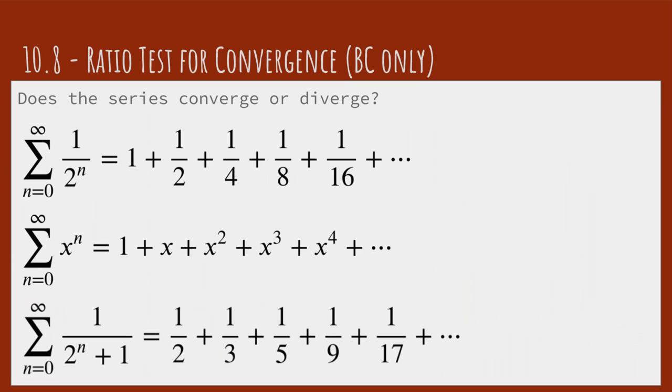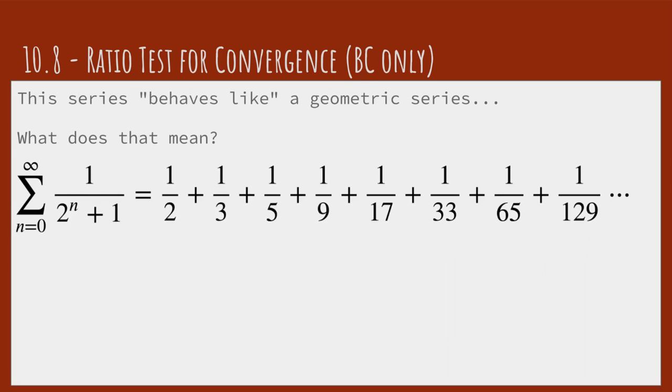All right, so I already answered this question. Yes, we know this one converges because the common ratio is 1/2. This one converges if x is greater than -1 and less than +1. And this one we really don't know, except that based on the fact that the terms are smaller than the terms in the first one, we could assume that it's going to.